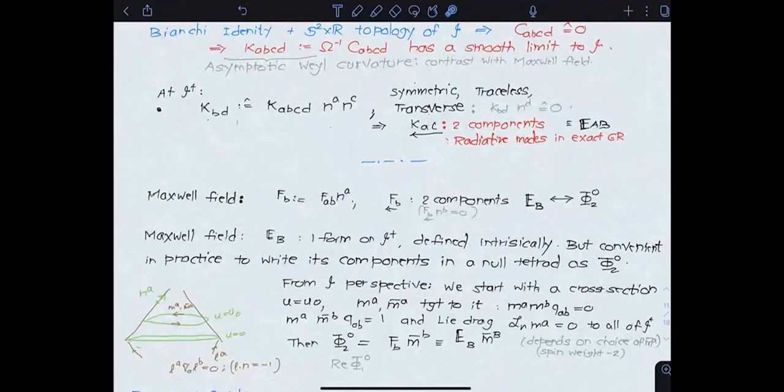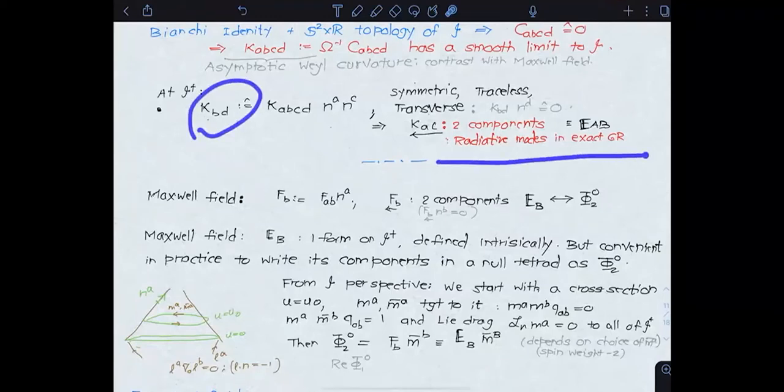On scri, I got N and then theta and phi, or N and M and M bar. So this really can be expanded out in terms of M and M bar. And therefore, these two components you can write as E_B, and this is exactly the radiation field phi 2 naught. So the statement is that in full general relativity, I'm telling you as a fact that these two components are in fact the radiative modes in exact general relativity.